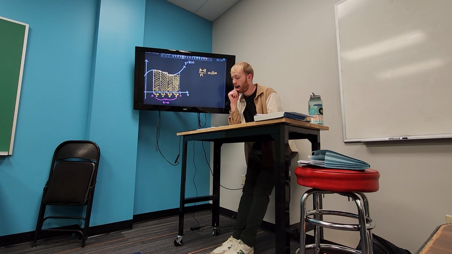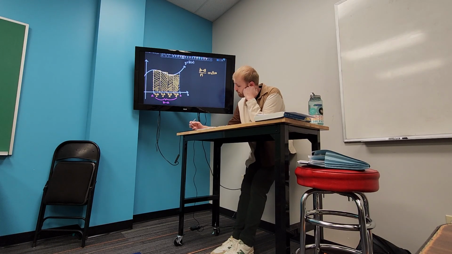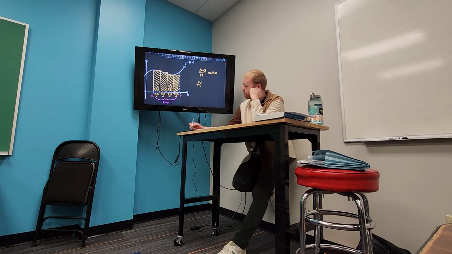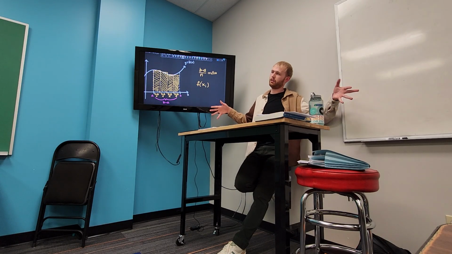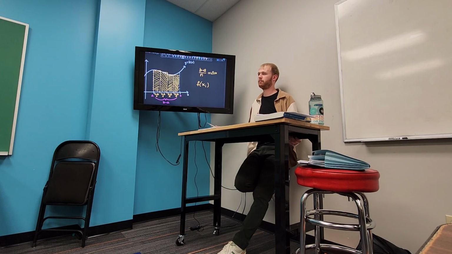And so what's the height of each rectangle? f of a is one of them. But in general, it'll be f of x wherever we're at. So I'll just say x sub i to be like whichever rectangle we're talking about. That would be the height of the rectangle, right? Okay.